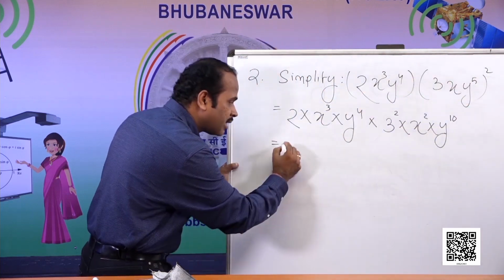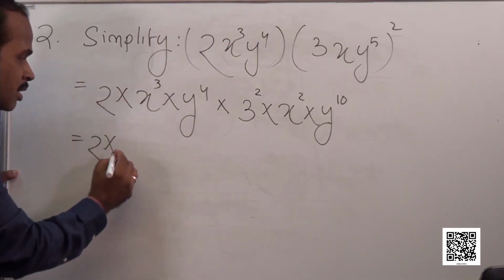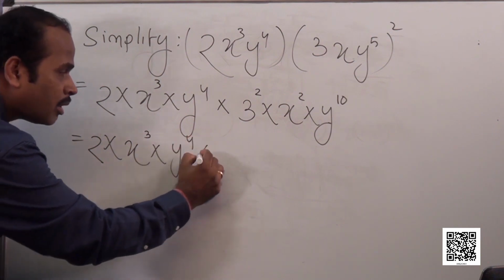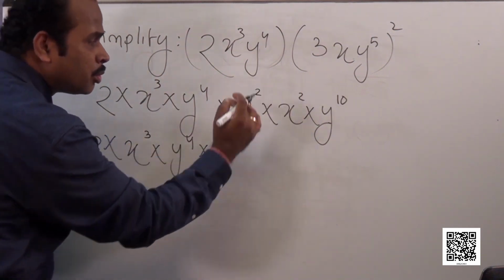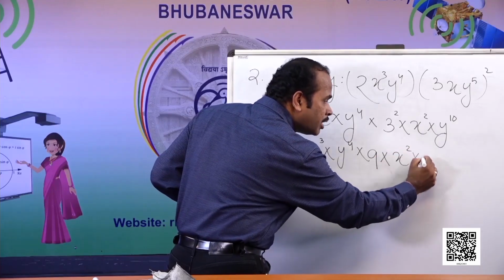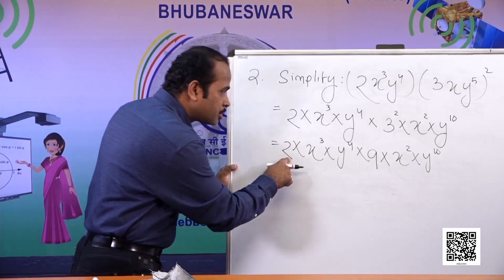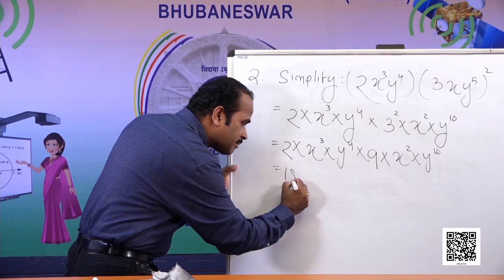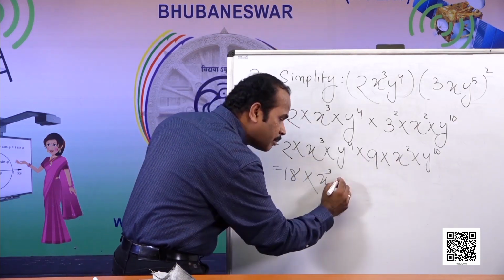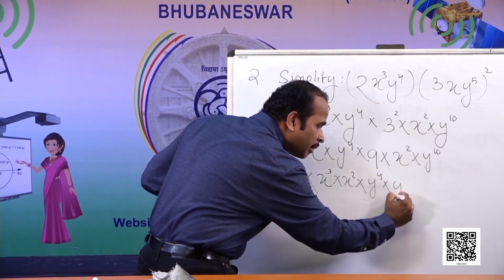So I got it here, it is 2 into x to the power 3 into y to the power 4 into this 3 to the power 2, which is again converted as 9, into x to the power 2 into y to the power 10. So this I can write as 2 into 9 is multiplied and it becomes 18 into x to the power 3 is multiplied again with x to the power 2. Y to the power 4 is multiplied with y to the power 10.